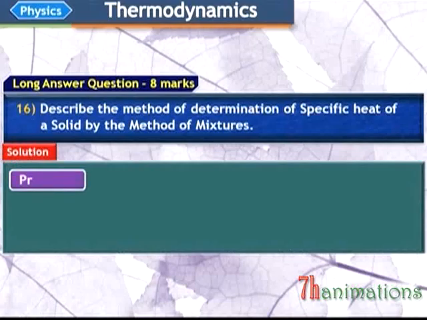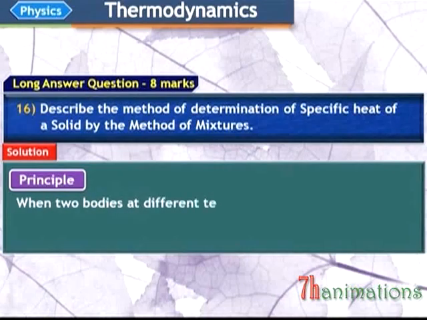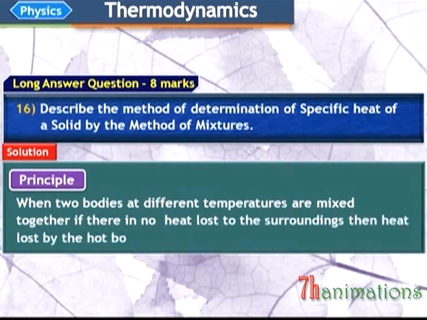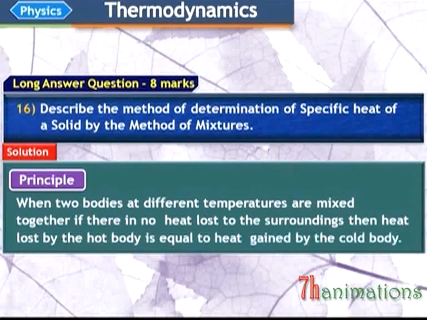First we write the principle of the experiment, that is method of mixtures. When two bodies at different temperatures are mixed together, if there is no heat loss to the surroundings, then heat lost by the hot body is equal to heat gained by the cold body. This is the principle of method of mixtures. We are going to use this principle in the determination of specific heat of a solid.